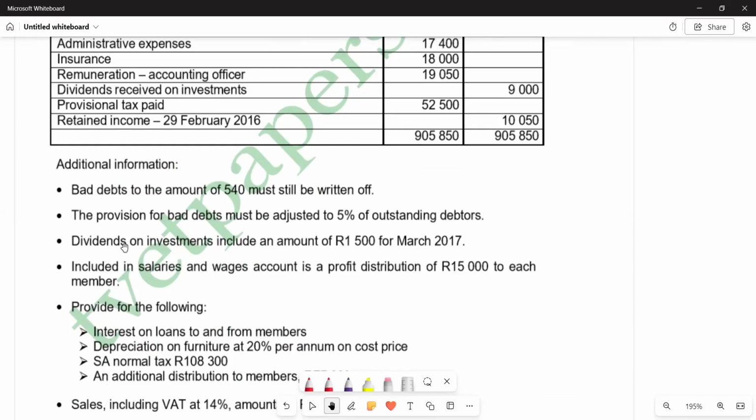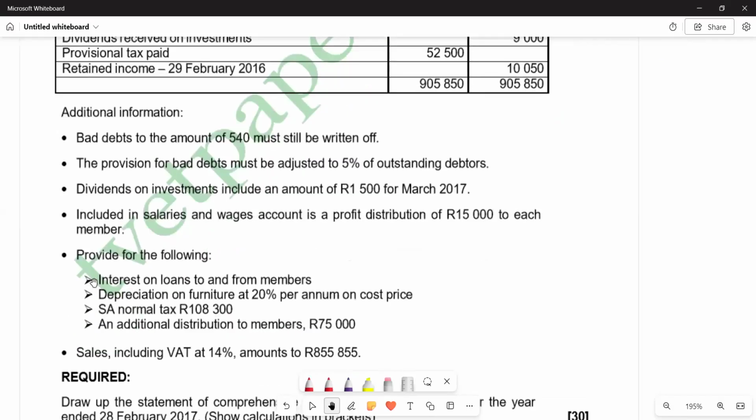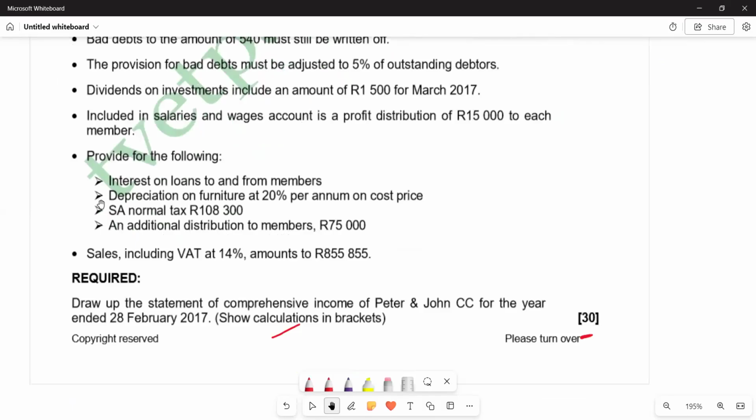So we go there item by item, point by point, to see if we can find the figure for sales. If you go to your last point, it reads: sales including VAT at 14% amounts to 855,855 rands. So we're given an amount that is VAT inclusive. The figure that we want is VAT exclusive.